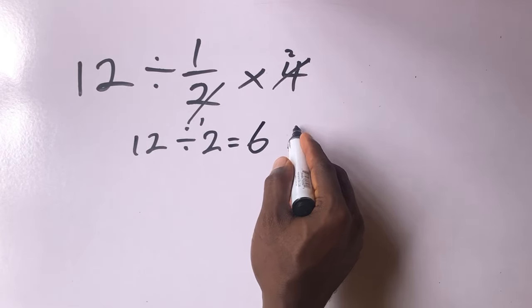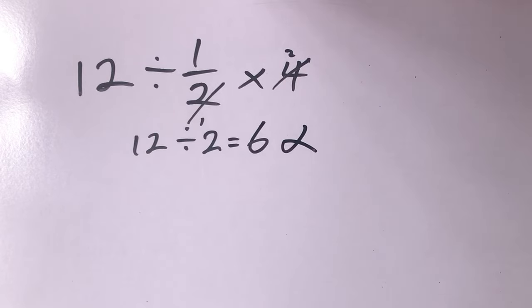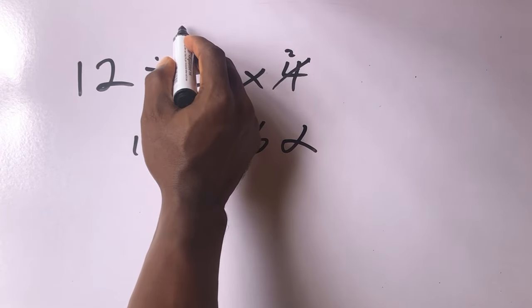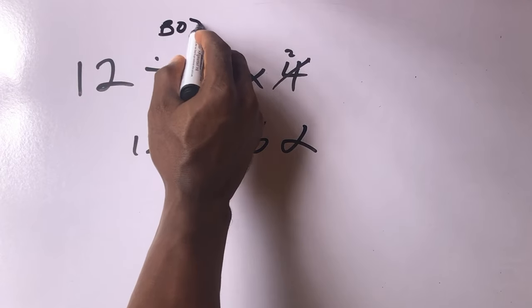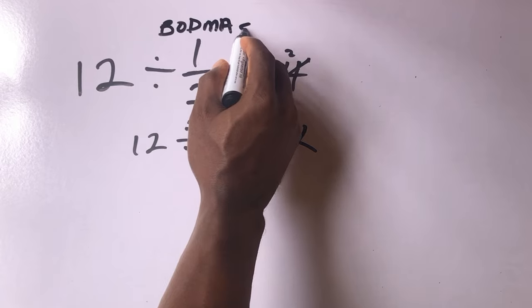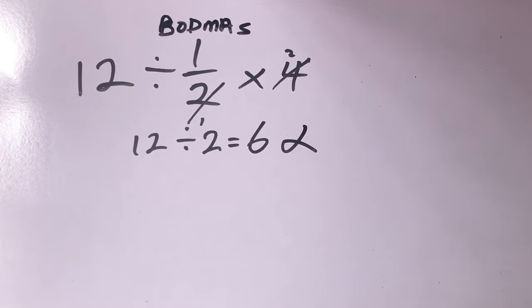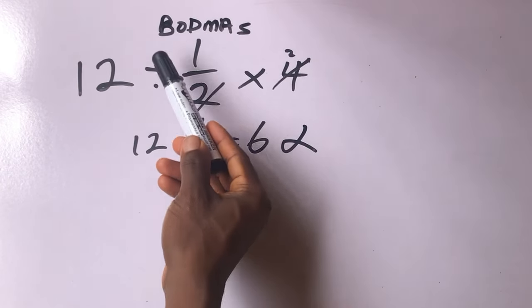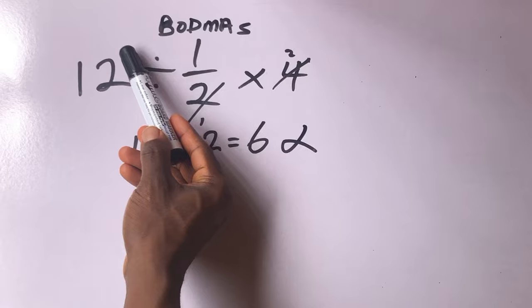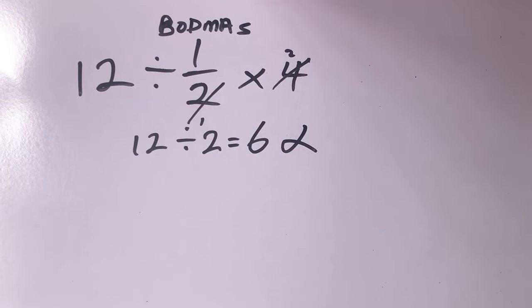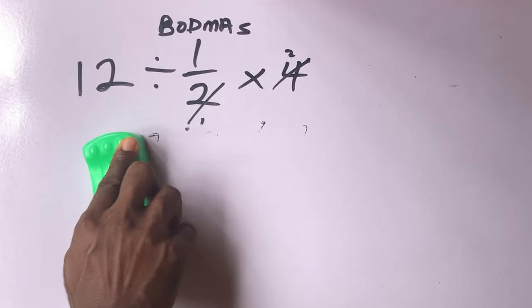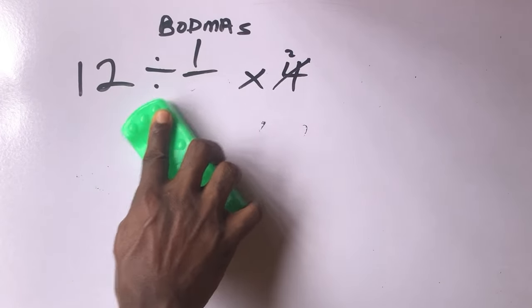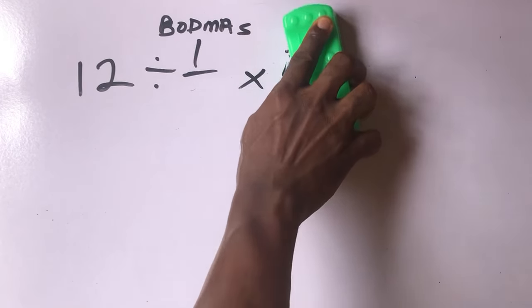But this answer is not correct. According to order of operation, we have to first of all do bracket, division, multiplication, addition, subtraction. It's from left to right. So let's solve this correctly. I will have to rewrite this question again.